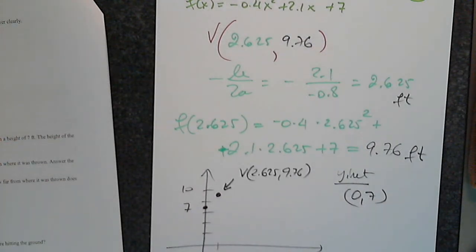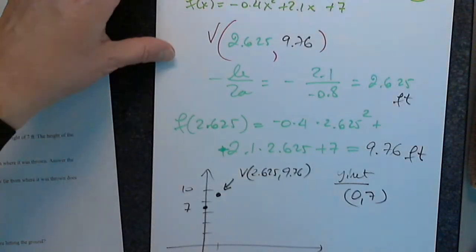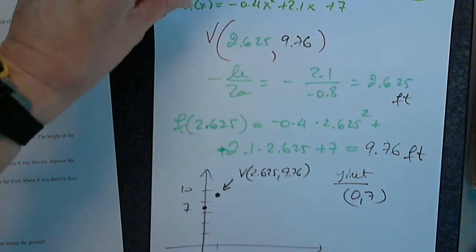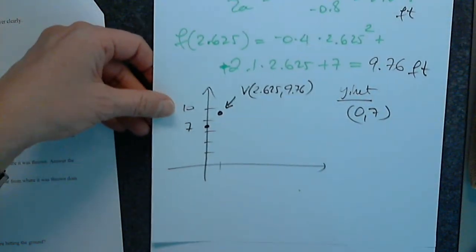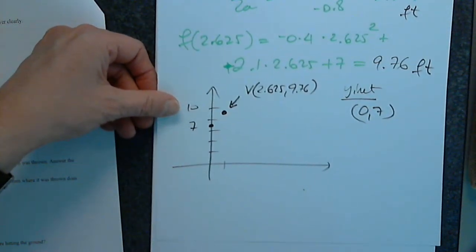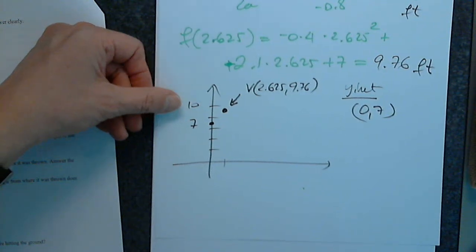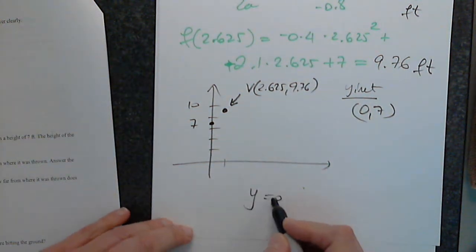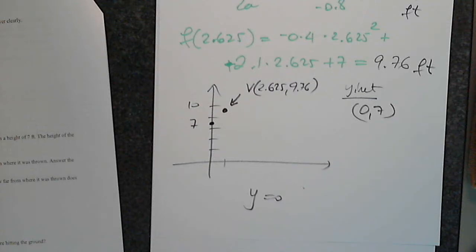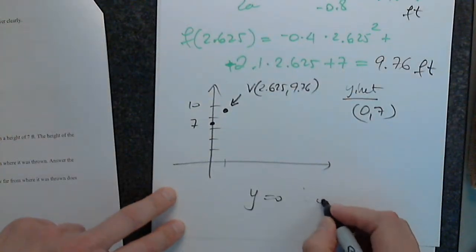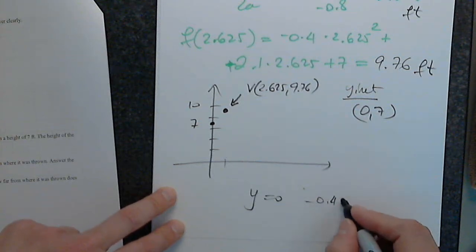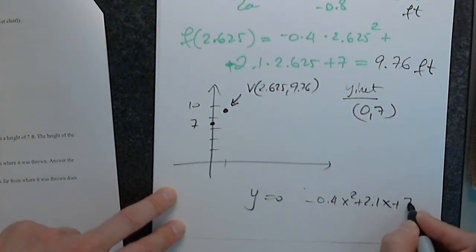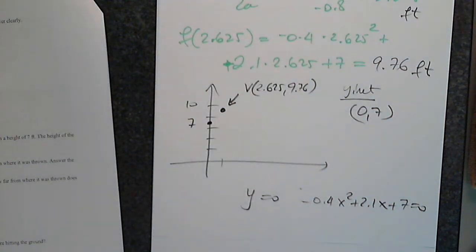Remember, I throw the ball up in the air, it hits the ground. How do I determine how far from me it hits the ground? Is it negative b plus or minus? You are on the right track, but you are really saying y equals 0. So y equals 0, I'm looking for the x-intercept. Very good. Negative 0.4 x squared plus 2.1x plus 7 equals 0. Of course. I will not factor this.